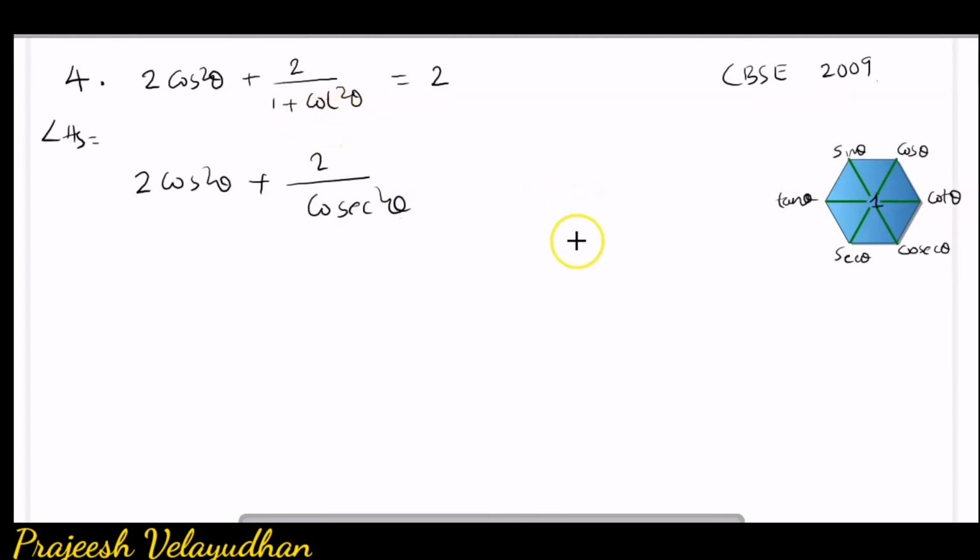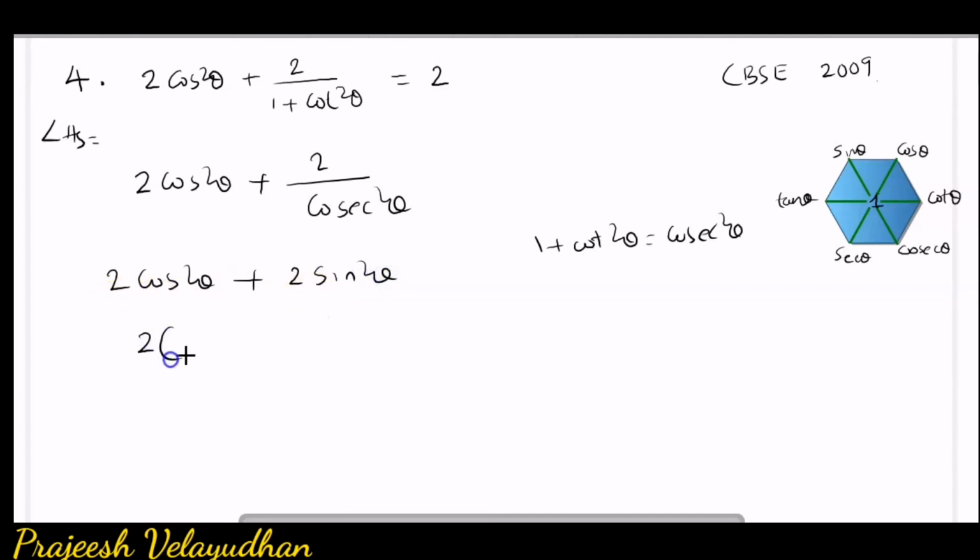That 1 plus cot square theta we can rewrite as cosec square theta. So now it is 2 cos square theta plus 2 by cosec square theta. What is 1 by cosec theta? 1 by cosec theta is sin theta. So 2 by cosec square theta is 2 sin square theta. Now here we can take 2 common out. This is cos square theta plus sin square theta, which is equal to 1. So 2 into 1 is equal to 2. So LHS is equal to RHS.